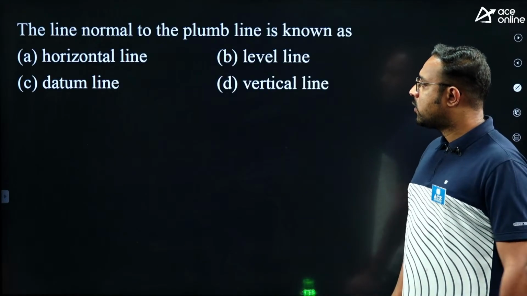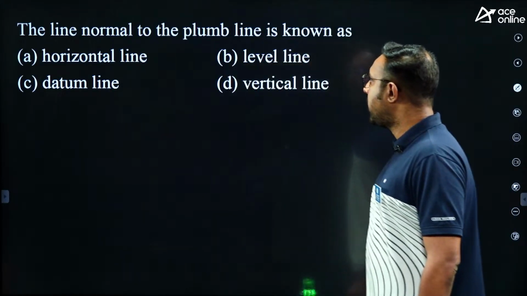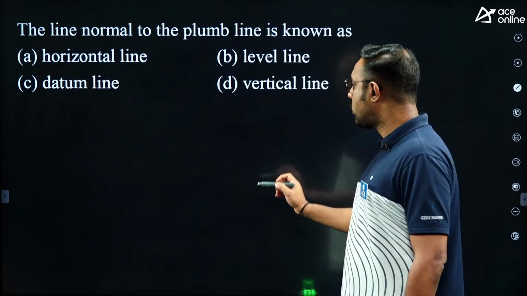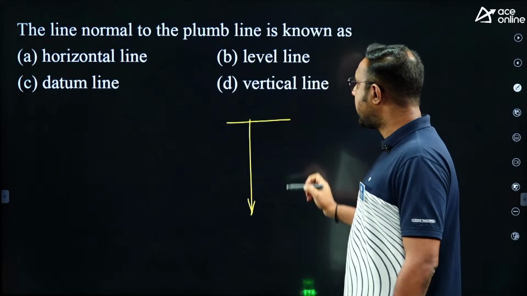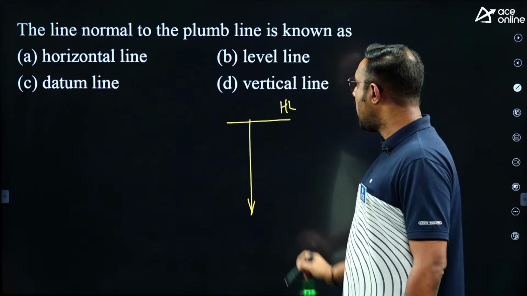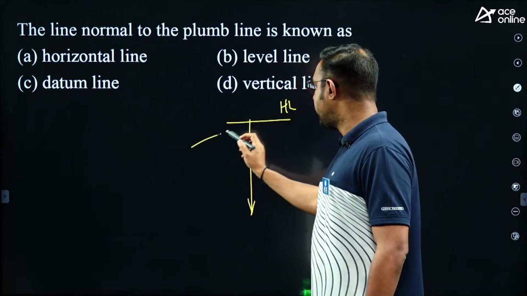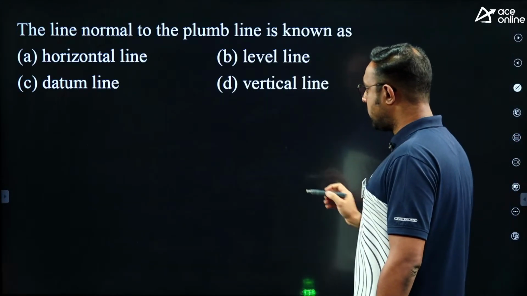Yes. Let us look at this question here. The line normal to the plumb line is known as what? The plumb line is the direction of gravity, and normal to that is the horizontal line. Yes, the horizontal line is there, but you see, the level line will also come like this. So here, what should be the best possible answer?